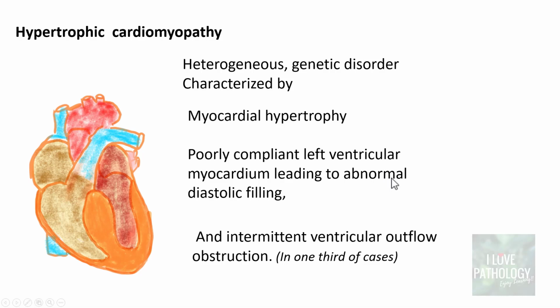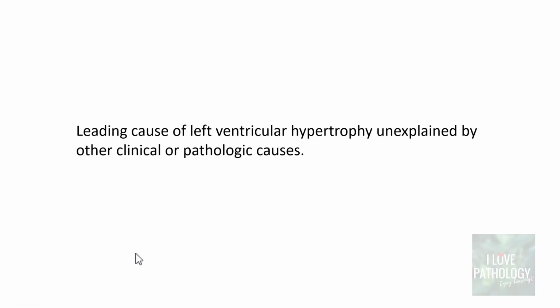Apart from abnormal diastolic filling, there will also be an intermittent ventricular outflow obstruction in at least one third of cases. Okay, during the contraction of the myocardium, particularly the left ventricle, there can be ventricular outflow obstruction because of the massive hypertrophy of the interventricular septum. Now, if you cannot identify the cause for left ventricular hypertrophy, then this primary hypertrophic cardiomyopathy will be considered as the leading cause of left ventricular hypertrophy, particularly when you cannot explain hypertrophy due to any other clinical or pathological causes.